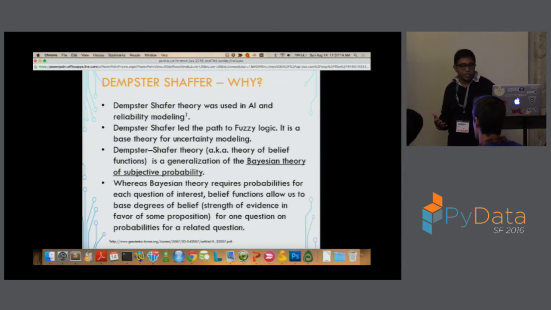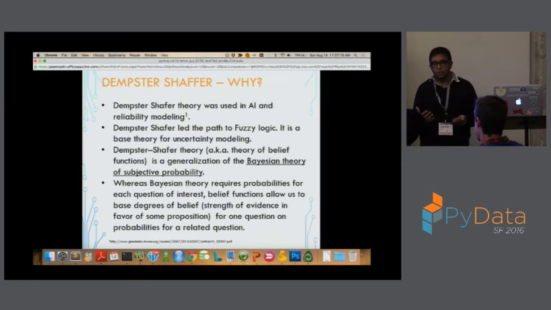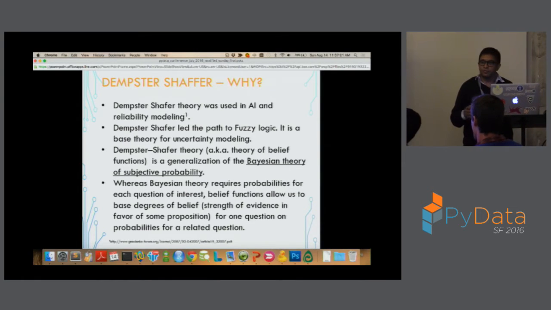So also, Dempster Shaffer is a generalization of Bayesian theory of subjective probabilities. Are there any frequentists in this room? Or everybody's Bayesian here?